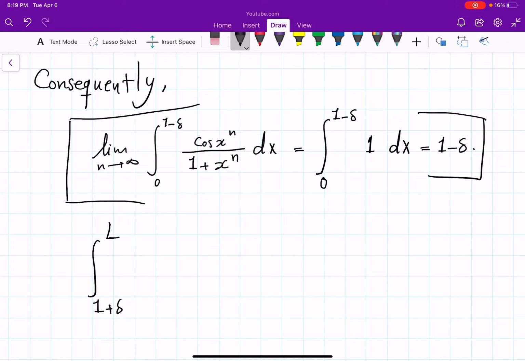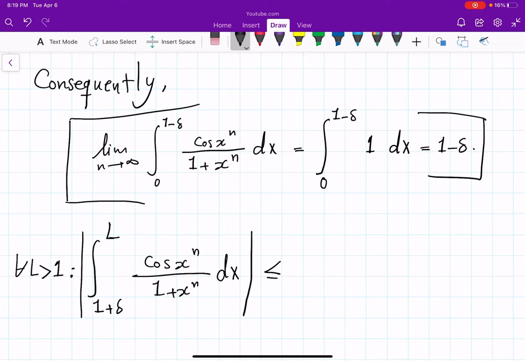To some L, okay, so for every L bigger than 1, say, 1 plus delta to L, the integral of cosine(x^n) over 1 plus x^n dx, the absolute value of this will be less than the integral from 1 plus delta to L. I want to be generous and give the numerator a 1. In the denominator, I get rid of 1. So that also becomes quite large. So everything is helping my fraction. Every change that I made here is helping my fraction. So I put an upper bound here.